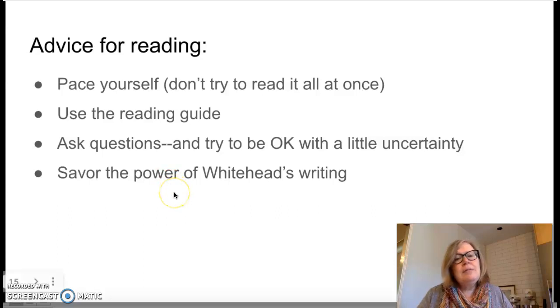And then just savor the power of Whitehead's writing. Whitehead is considered to be one of the greatest American writers now living. He is now living. He's about my age. He's got another book coming out really soon, within a matter of weeks, I think. So it's really great to have this opportunity to read the work of such an outstanding, well-regarded living American writer, African American writer as well.